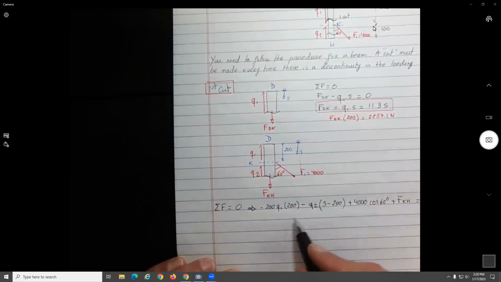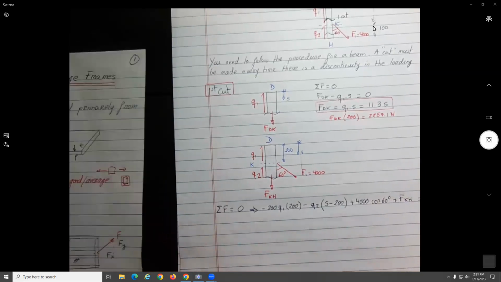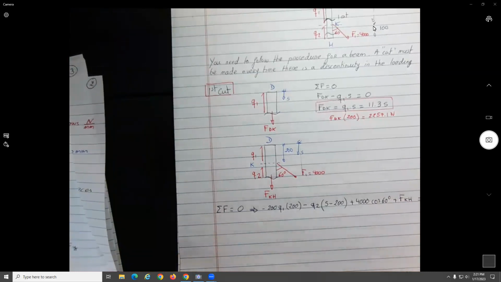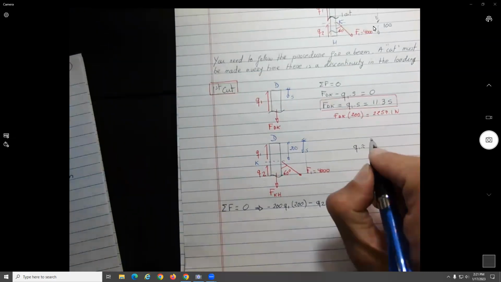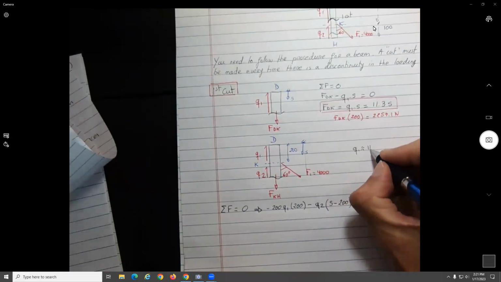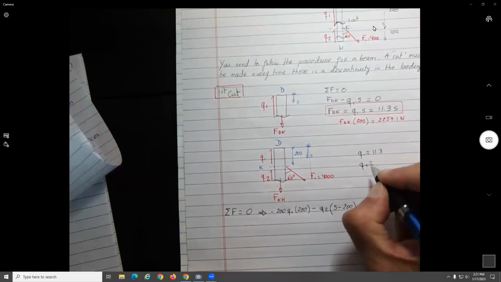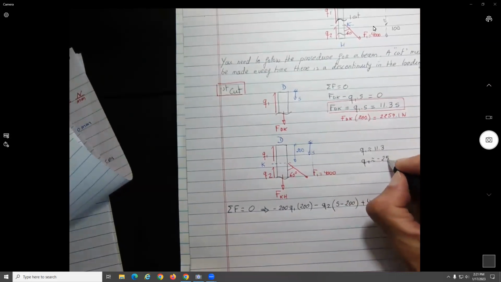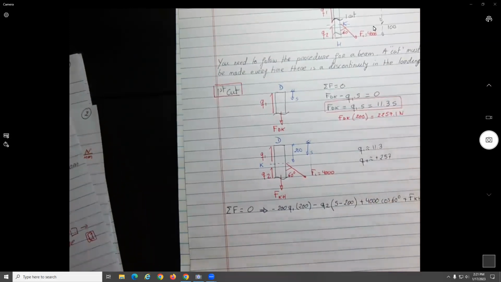Remember, Q1 and Q2 are known. Let's see, what were Q1 and Q2? When we solved, we had Q1 approximately equal to 11.3, and Q2 approximately equal to negative 2.5. So 2.57, because you were looking at the magnitudes, okay? So 2.57, not the minus sign.